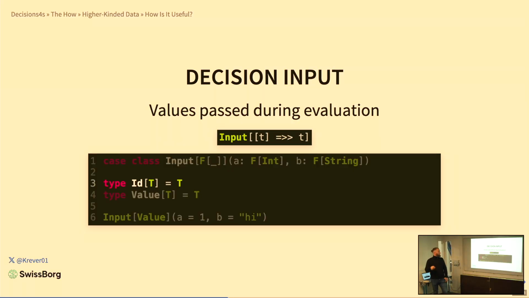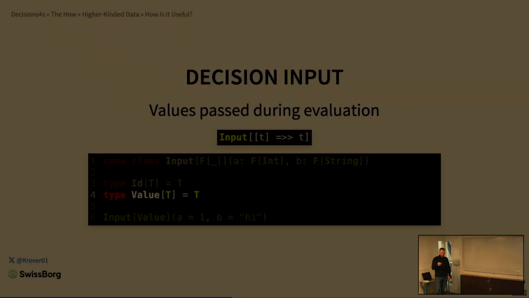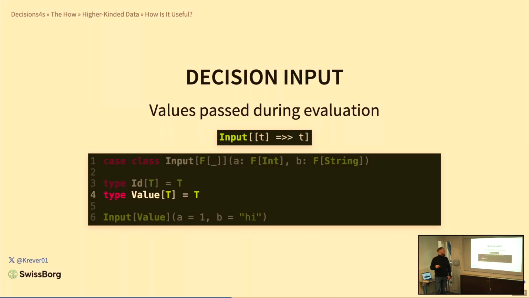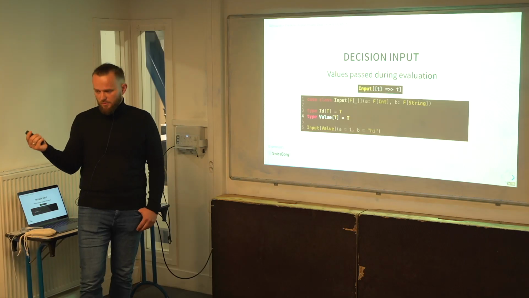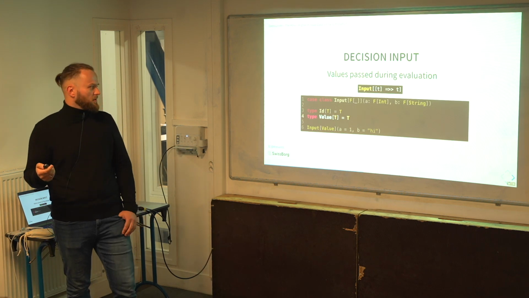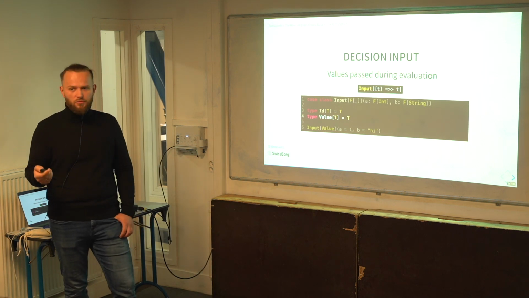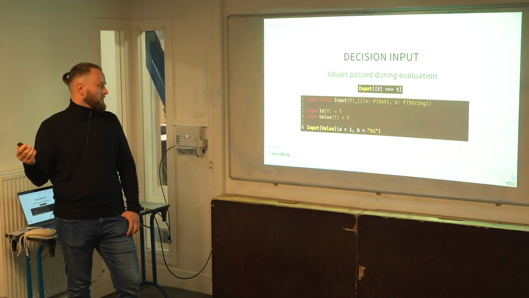So the decision input is just an input case class filled with values. You might know the ID from cats, shapeless, even tapir. Decisions4s has the same thing. It's called value. I thought it may be a little bit more explicit, but whatever works. So you fill that in, and that's it.